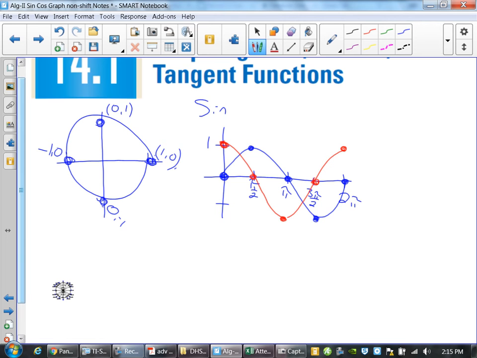The difference between sine and cosine in their graphs is that sine, for what we're going to call a parent function today, is always going to start at the origin, whereas a cosine graph is always going to start at its amplitude, its a value, whether that a is positive or negative. It always starts there.